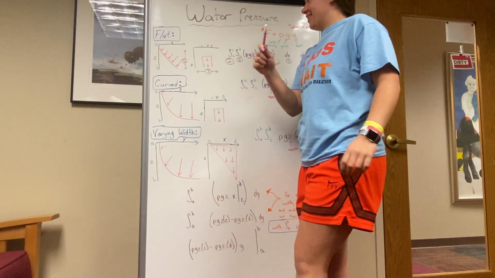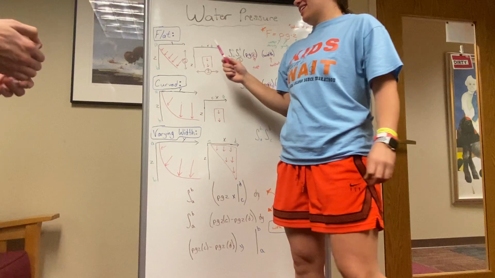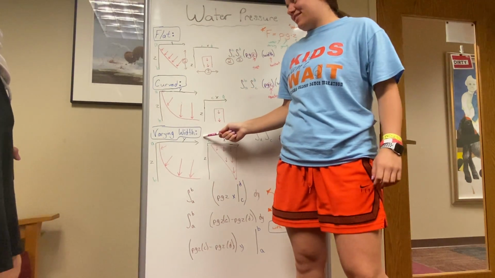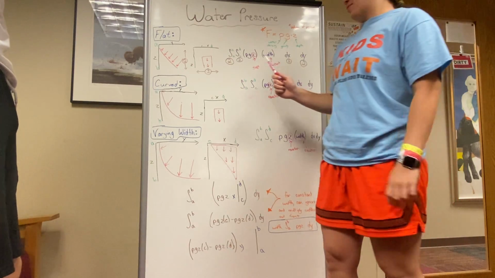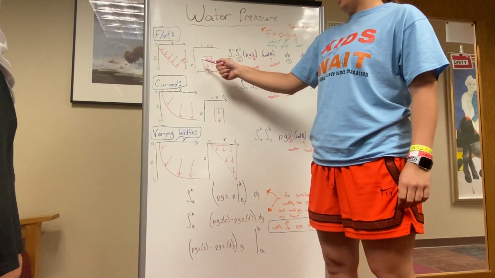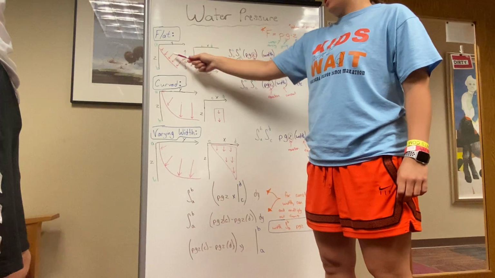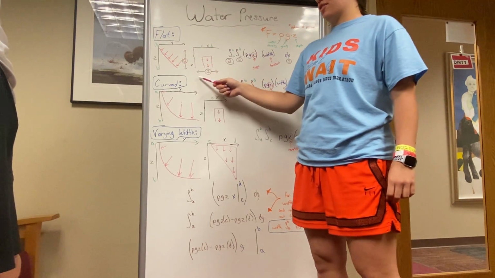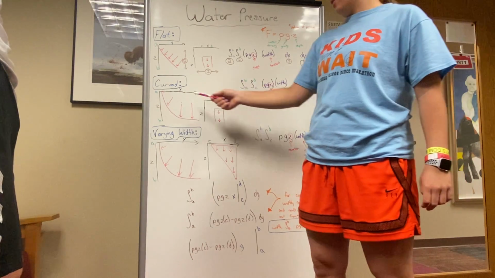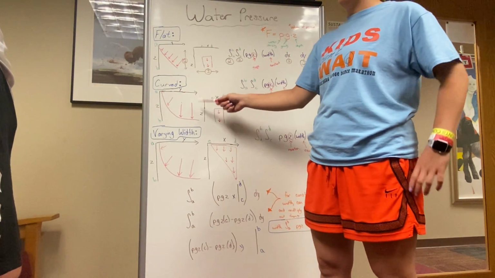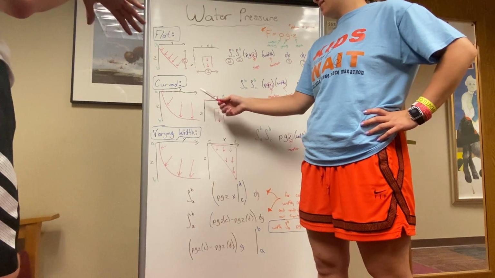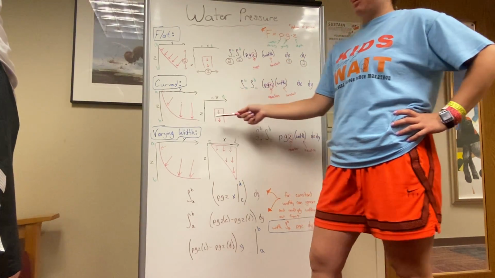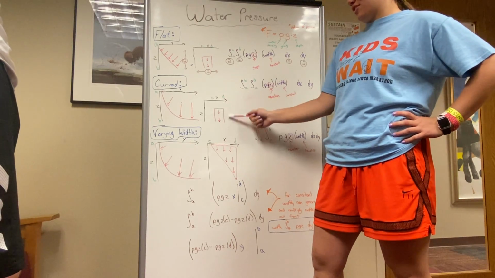Today we are talking about water pressure with flat surfaces, curved surfaces, and varying widths. In the flat surfaces, we have the slope, and the width is always constant. And for curved, the equation for the depth is an equation, yep, and the width is always a constant.